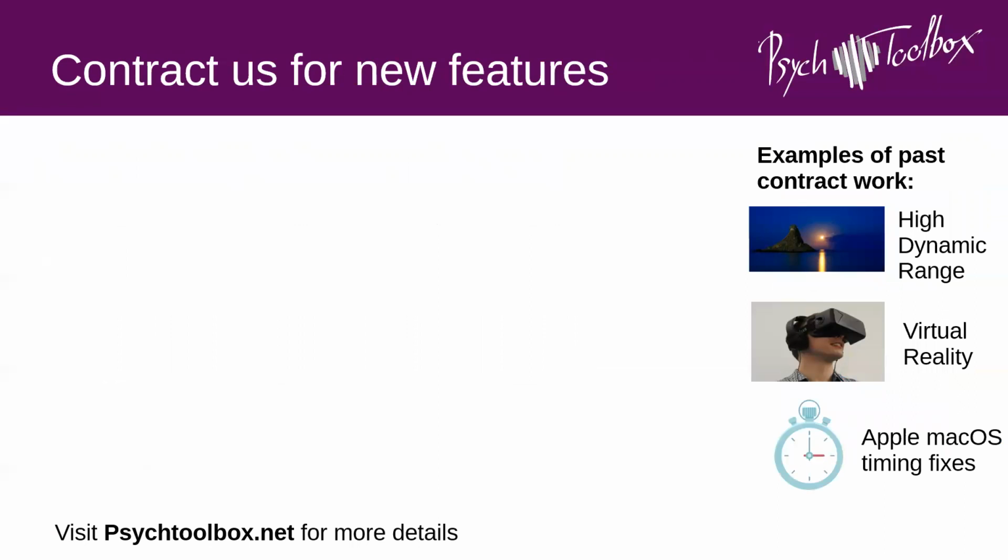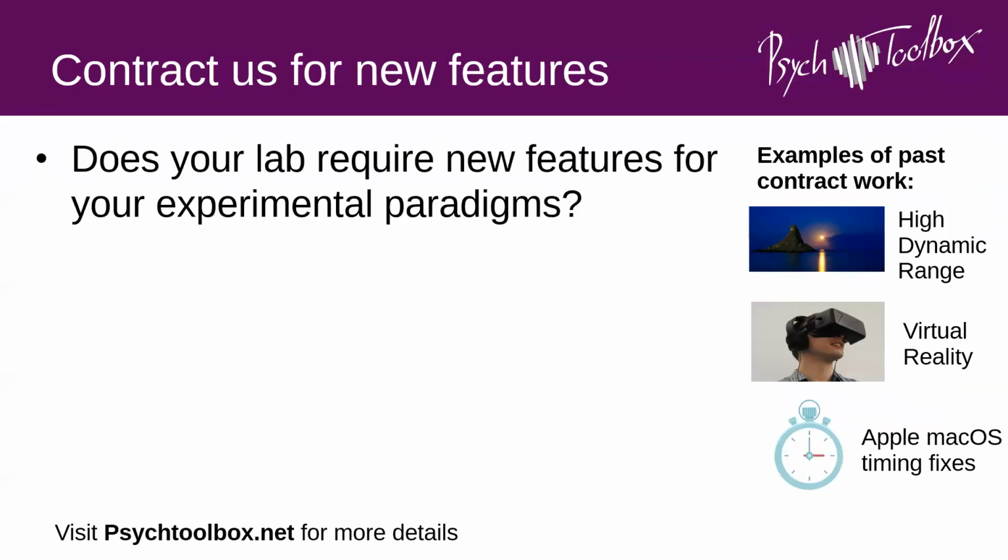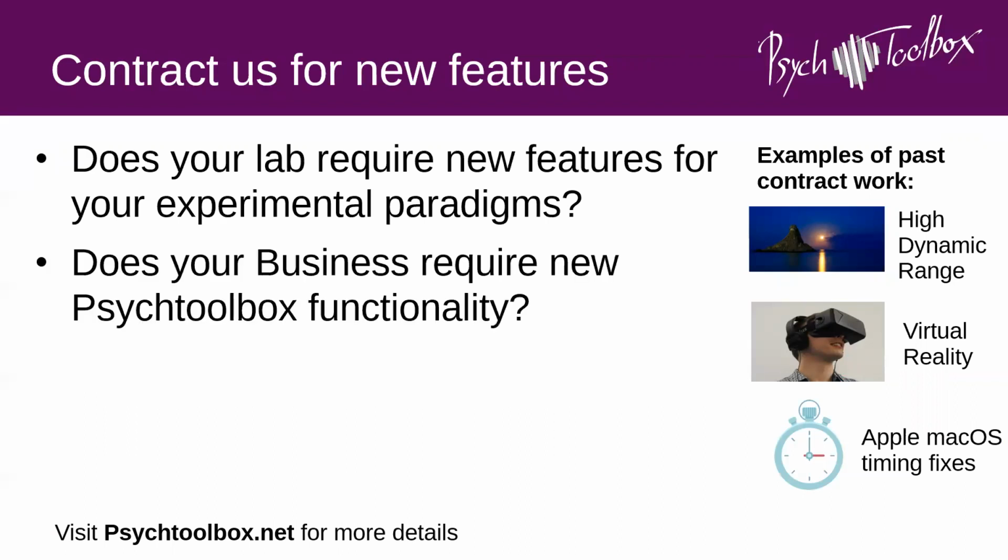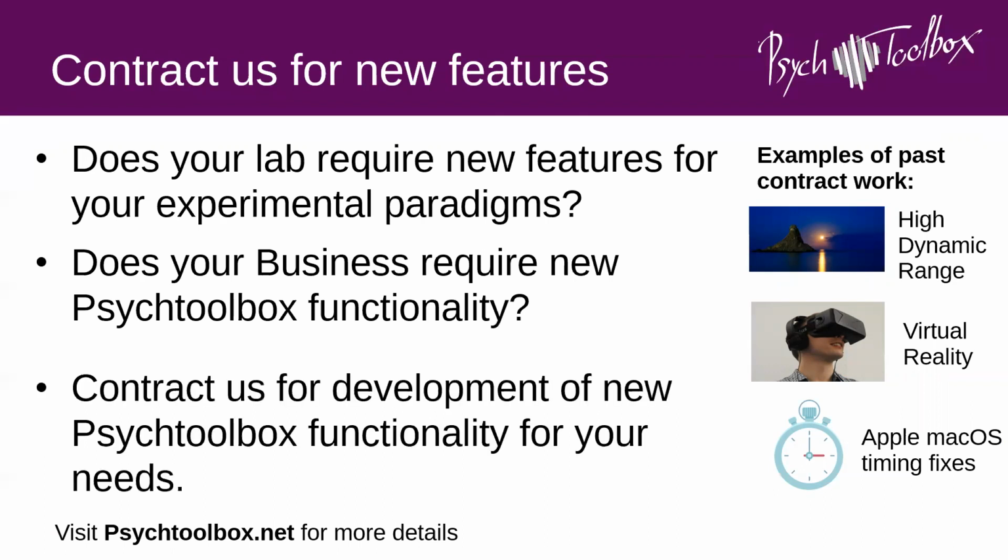You can also contract us for new features. Maybe your lab has a particular experimental paradigm in mind that would require new features from Psychtoolbox, or maybe your business would like new Psychtoolbox functionality. You can contract us, and we can discuss a possible plan to develop Psychtoolbox functionality that's specific for your needs and your use case. A few examples of past successful contract work are the High Dynamic Range project that was funded by VSS, the virtual reality work, and, for example, the Apple macOS timing fixes. These are just to name a few. This can be small or big, depending on what kind of things you need. And the best thing is to just get in touch.